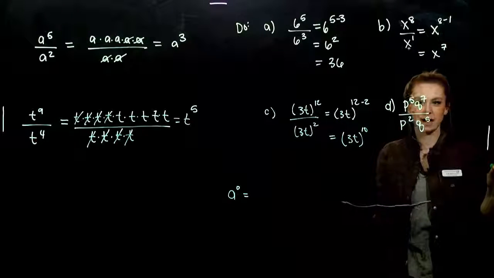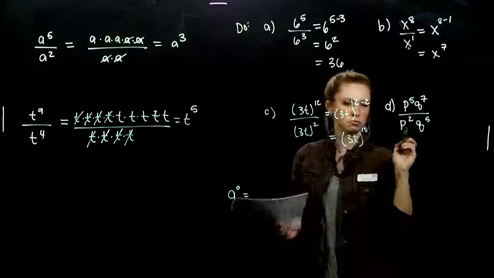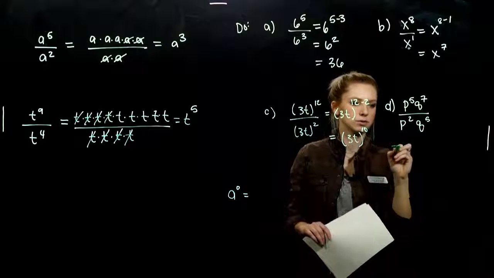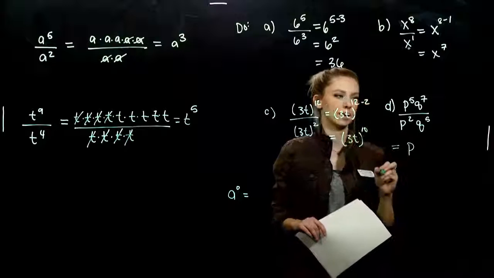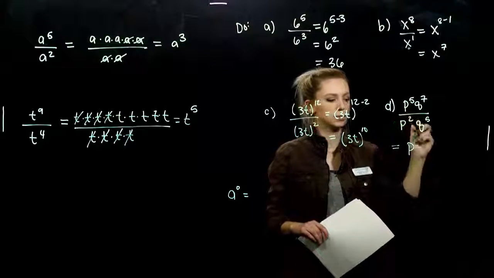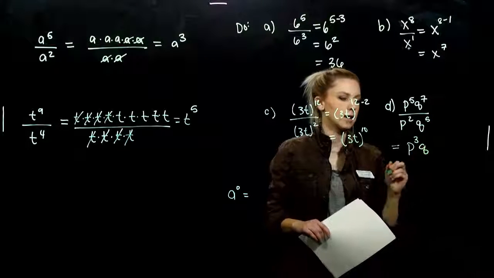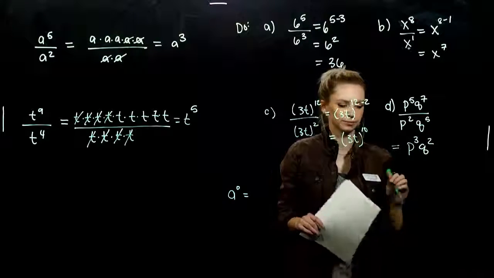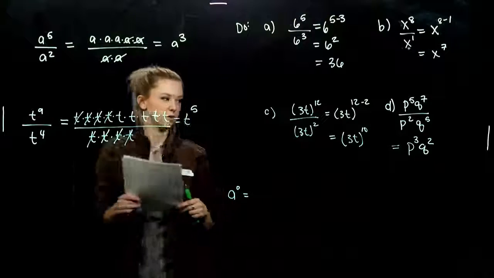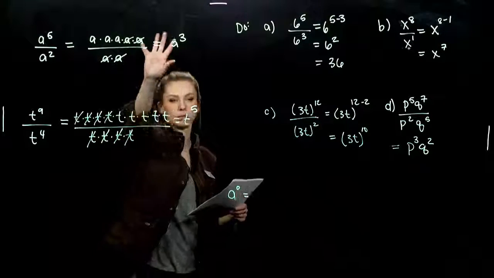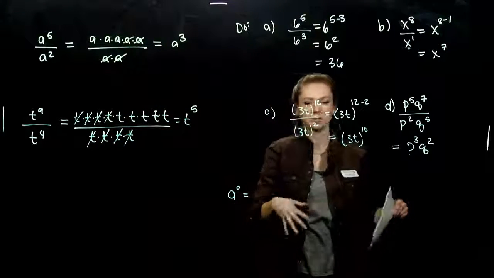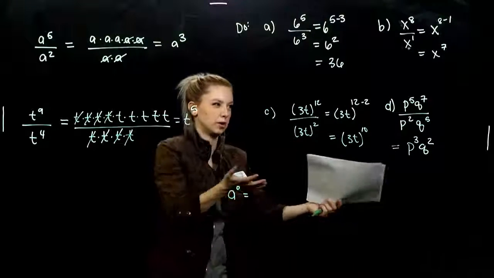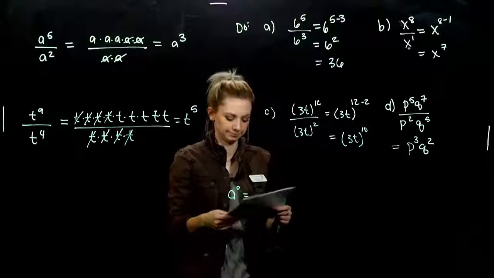And the last one. Do they match exactly the combination PQ? No, so we have to look individually at the P's, individually at the Q's. So how many factors of P am I going to have? 5 minus 2, 3. And how many factors of Q? 7 minus 5, 2. All right, and again, if you're not sure, you can write out all the factors like we've been doing in the beginning steps. It's just time consuming. So we want to move away from that, move towards the succinct way to do it.